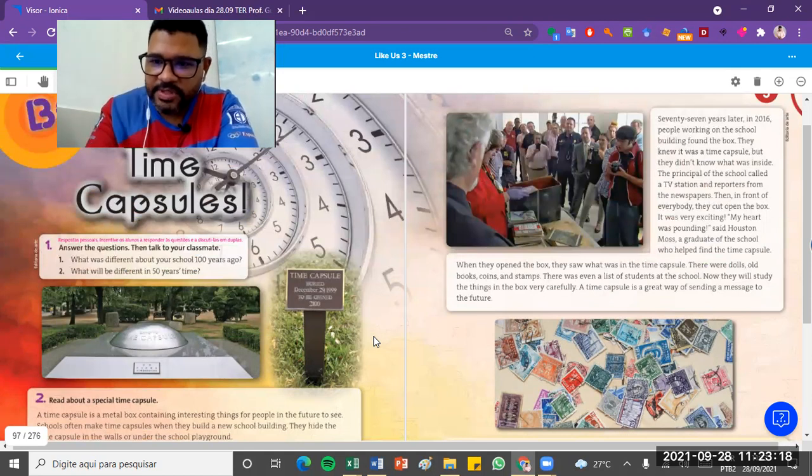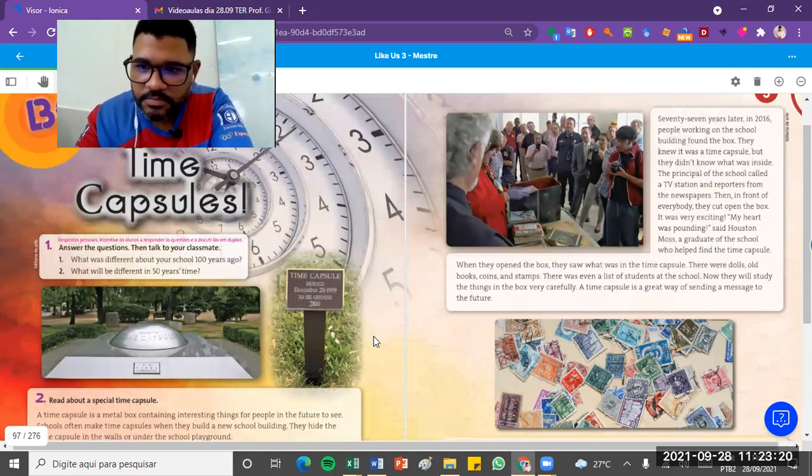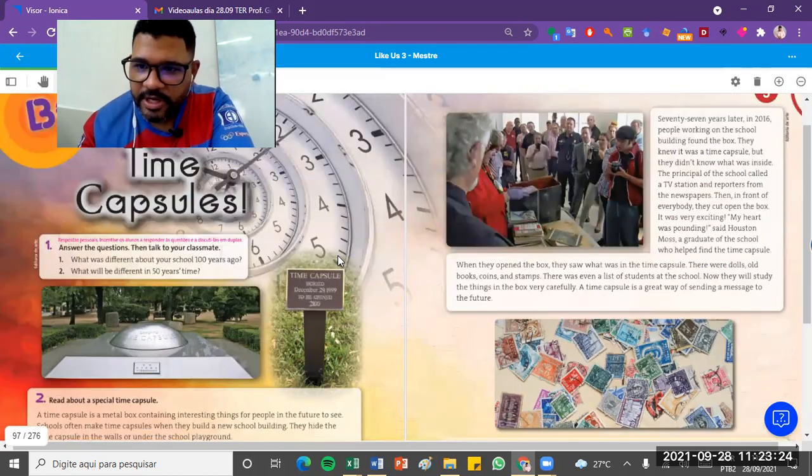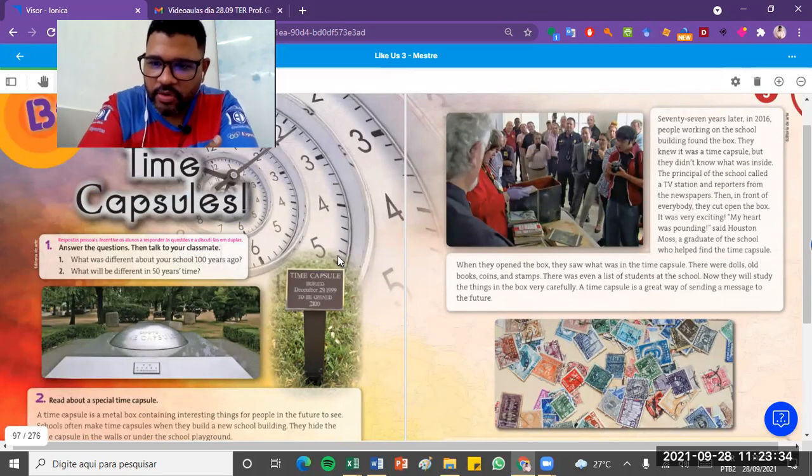Eles encontraram, let me see. Ok, yes. Dolls, bonecas, books, old books, livros antigos, coins, moedas, and stamps, selos antigos também.